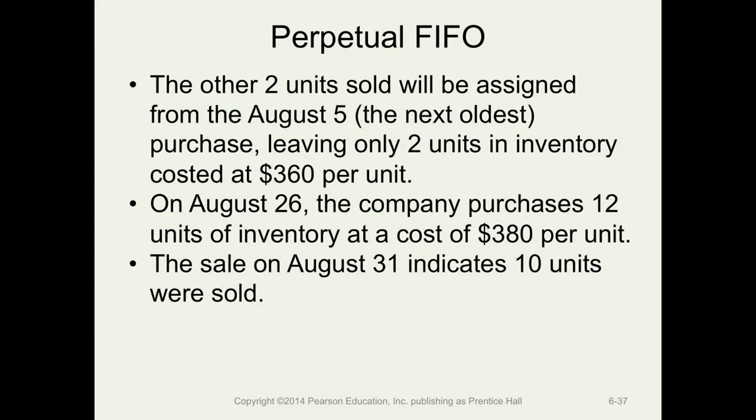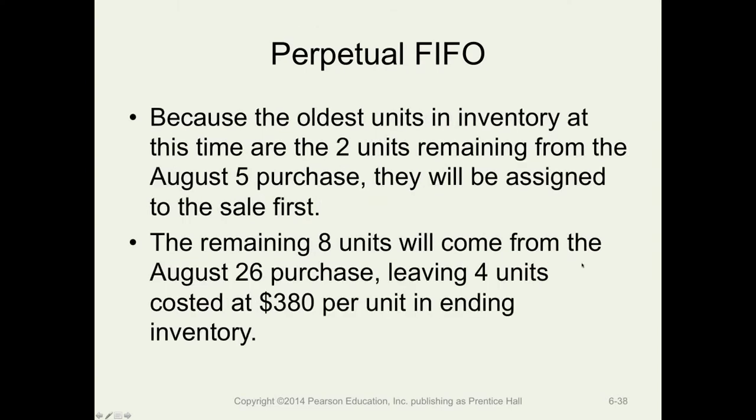So the cost of goods sold are the oldest. And again, as I said, the August 5th purchase will pick up the rest of that sale. August 26th, the company buys 12 more units at $380, and then it sells 10. On a FIFO basis, what's left? Well, you have nothing left in the beginning layer, and we know that there are 2 units left from the August 5th purchase. So on our sale, first you're going to sell the remaining units from August 5th, and then you're going to sell 8 out of the August 26th purchase.